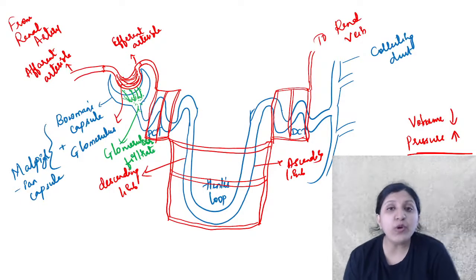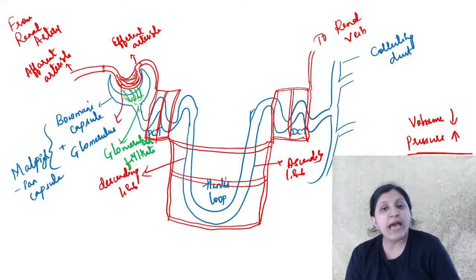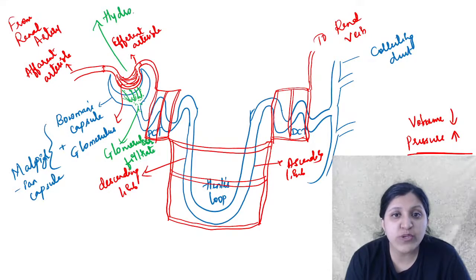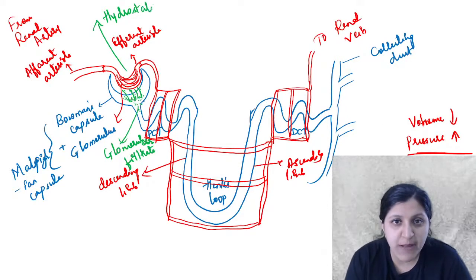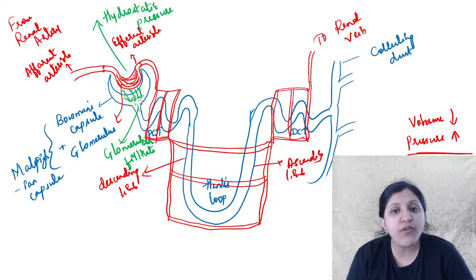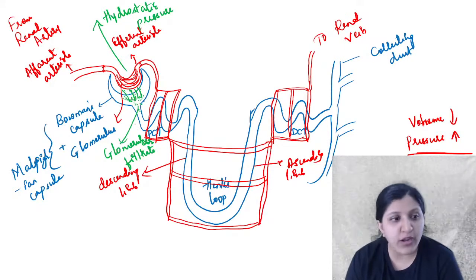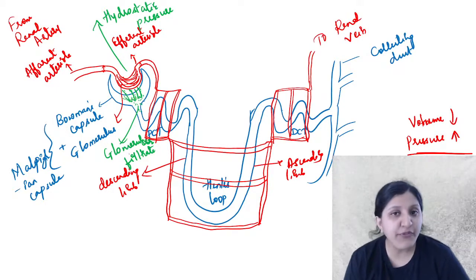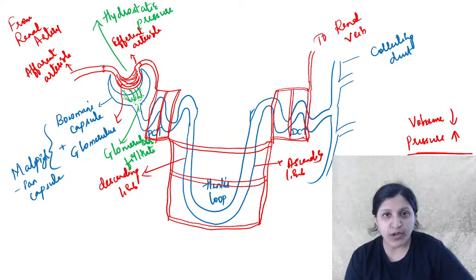Now why do you think this particular liquid part is entering the Bowman's capsule? That is mainly because of the hydrostatic pressure which was generated as there is a decrease in volume and increase in pressure. Because of that, the liquid part of the blood will get filtered over here. That filtered part we call the glomerular filtrate, and it is actually not the urine.